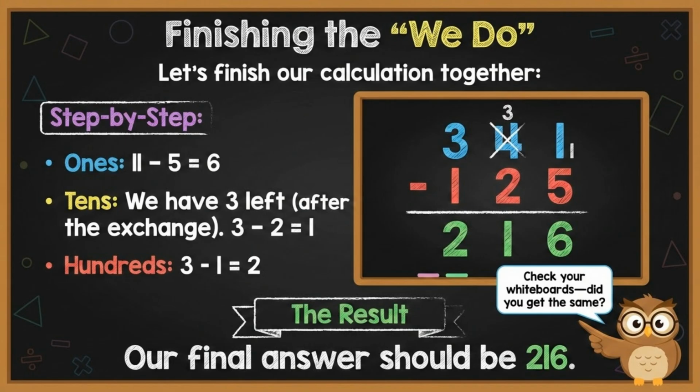Let's finish this calculation together. We have 11 minus 5 equals 6 in the ones column. After exchanging, we have 3 left in the tens column, so 3 minus 2 equals 1. In the hundreds column, 3 minus 1 equals 2. Our final answer should be 216.